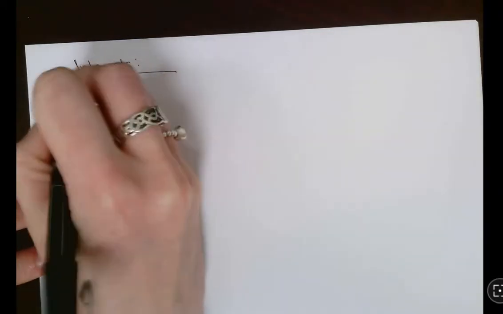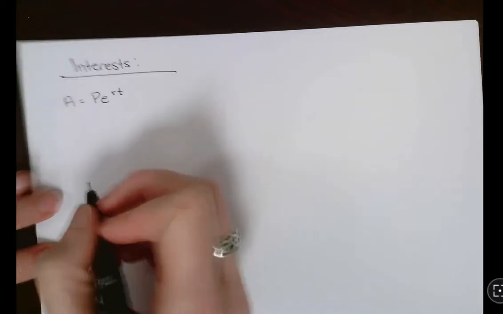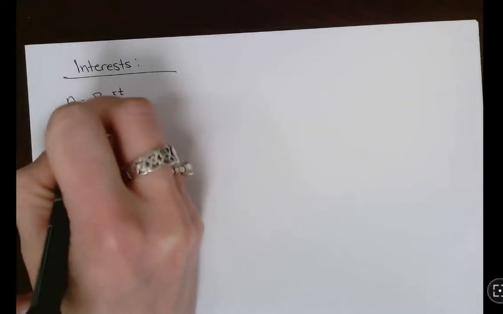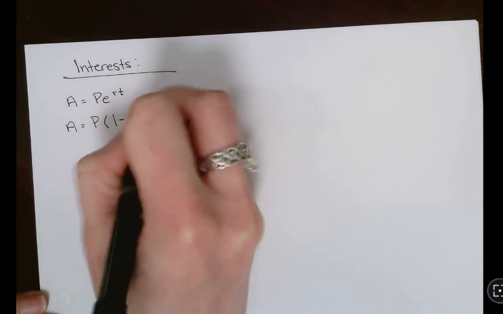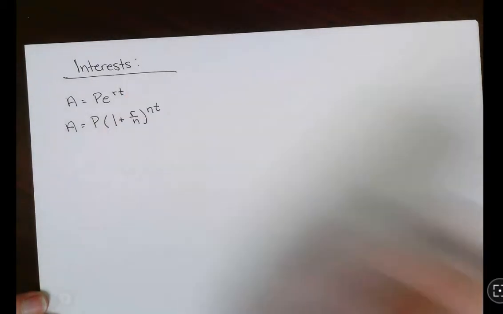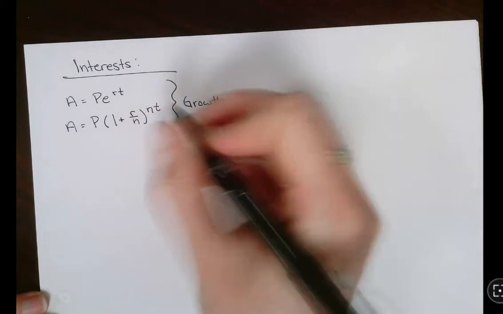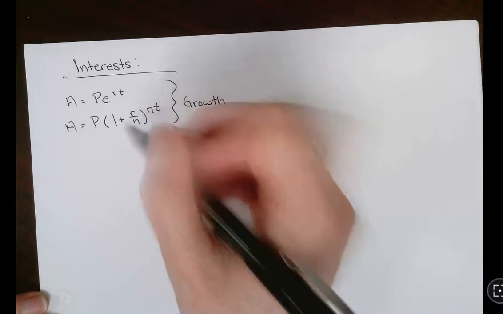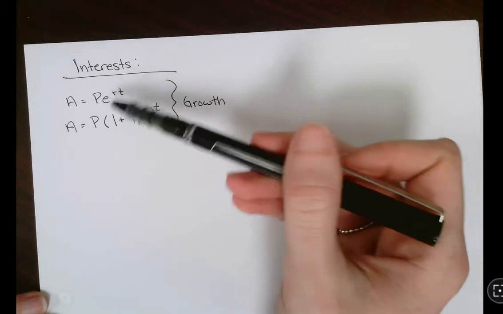So we had two equations for this. There's one that was A equals P e to the RT. And there's one that looks like A is equal to P times (1 plus R over N) to the NT. So these are our growth ones. So if I'm increasing, I'm going to add that rate here because I'm going up by that amount. Here, my values are positive up top because I'm going to be increasing at this rate.